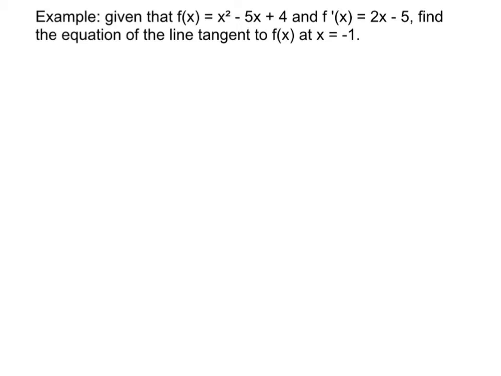Now, I want you to remember, what are the outputs of these two functions? What do the outputs actually mean? When you plug a number into this original function, what does the output represent? The output represents the y-coordinate of the point. When you plug a number into the derivative function, the output represents the slope of the tangent line, right? So if I want to find the equation of the line tangent to this function at this point, I'm going to need to find a point, and I'm going to need to find a slope.